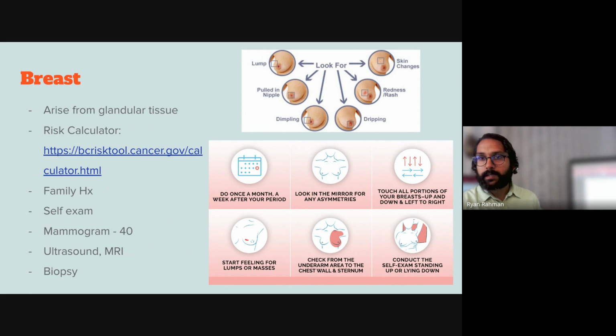There are some easy calculators where you can click that link and type in some information that should be pretty easy for you to already know or find out pretty quickly. Things like, listed here, the age you started your period, how many children you have had, a few other factors, family history, whether you have ever had a breast biopsy. Things like that go into that risk calculator.